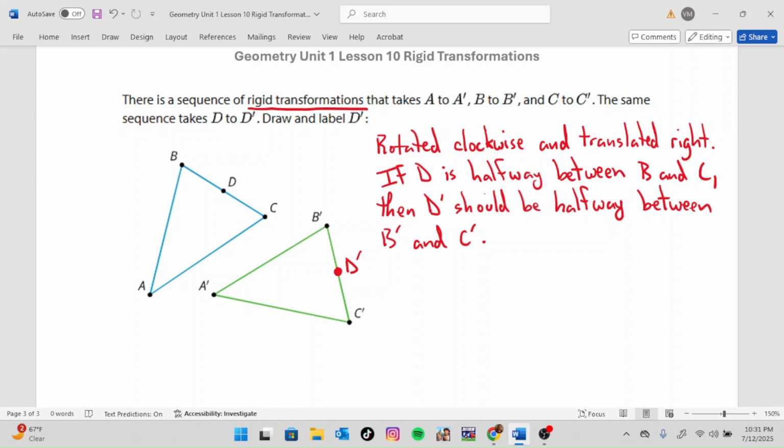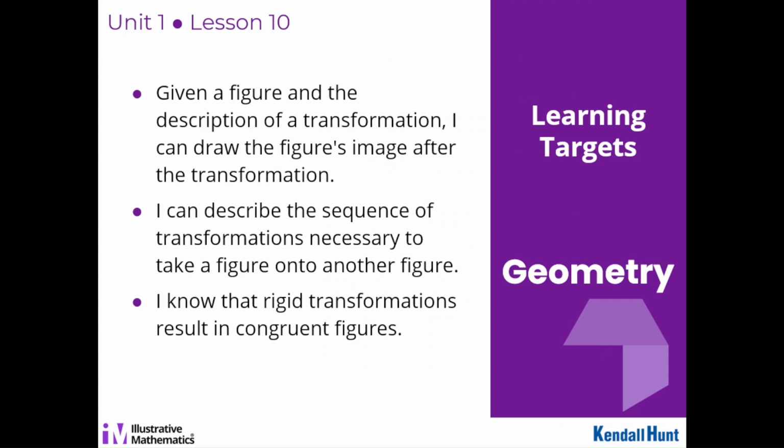Now let's go back, take a look at the learning target, and just make sure you've learned everything you need to and that you are prepared moving into the next lesson. Looking back at the learning targets for lesson 10, there were 3 of them. Learning target number 1 says that given a figure and the description of a transformation, you can draw the figure's image after the transformation. So this requires you to understand that there's 3 types of rigid transformations.